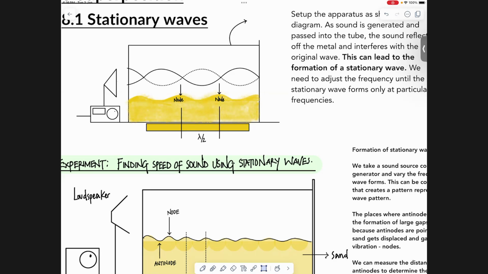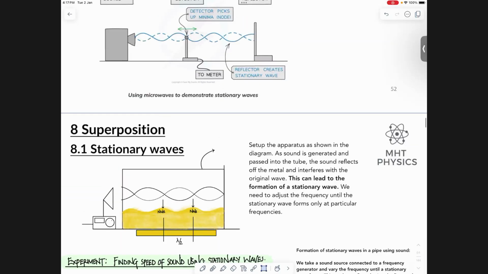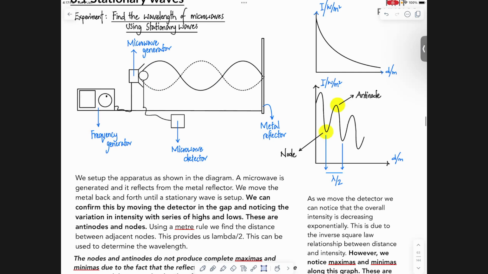And then what's the distance from a node to node or an antinode to antinode? Lambda by 2. And using that information, you can find out the wavelength and frequency. Using v equals f lambda, what can you find? Speed, right? So that's what we did. We did two experiments: we did the sand one, and the other one was using microwaves. This can't be done with sand for microwaves, they're not mechanical waves, so they won't really move anything around. So in the microwave case, what did you have to use? A detector, and you detect the microwave as you move along, right? So yeah, this is what we have done so far.